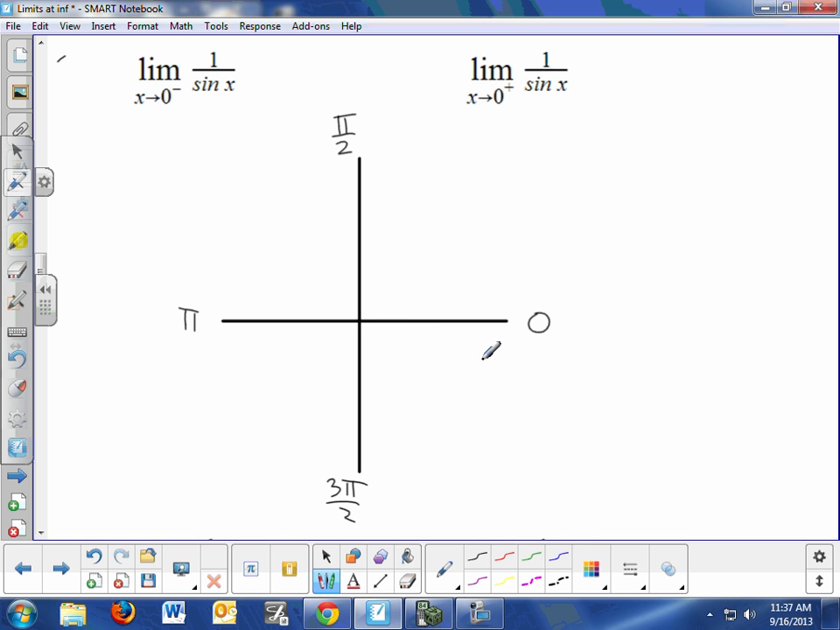So, if I'm approaching 0 from the left, so I have a number that's a little bit less than 0, which way am I coming from? From here into there. From the first quadrant or the fourth quadrant? Fourth quadrant. A number that's less than 0 is over here. So this is 0 from the left in the fourth quadrant. This would be 0 from the right.